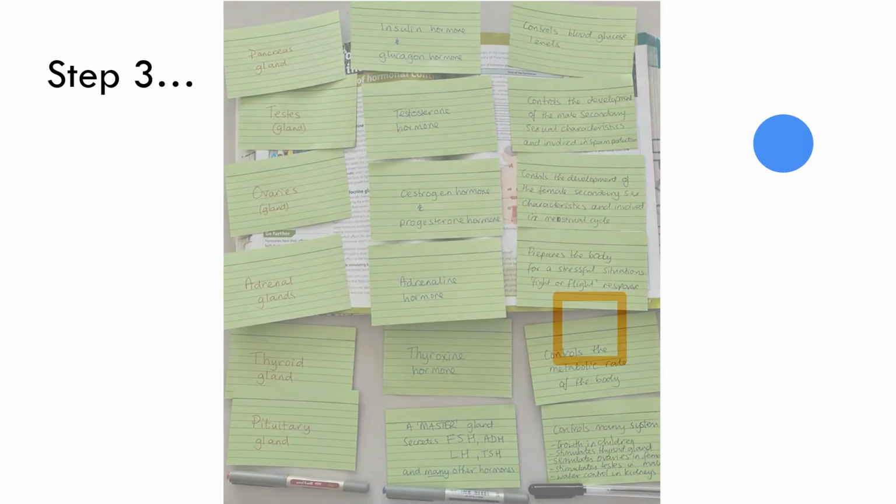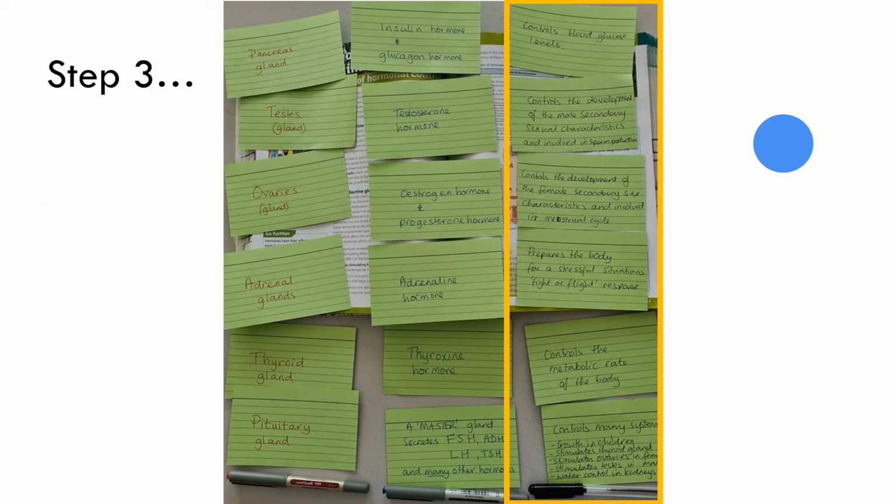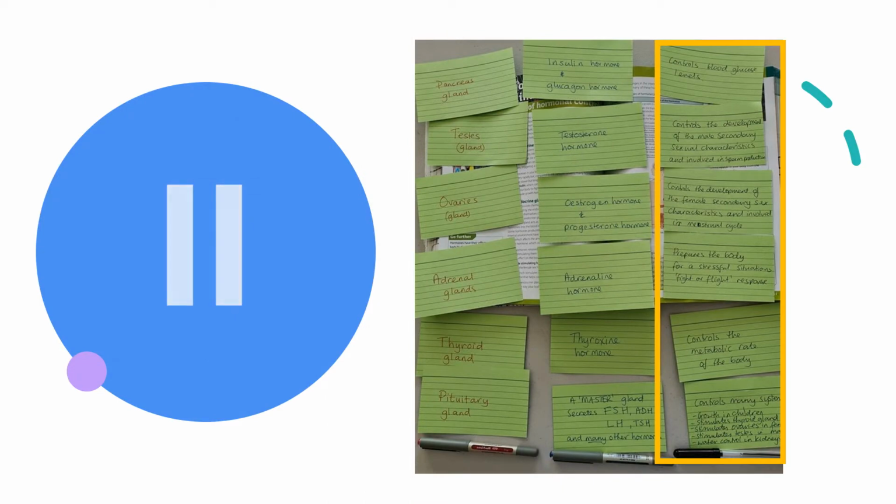Third, write on a separate index card in a different color from steps 1 and 2, the function of each hormone listed in step 2. Press the pause button now to complete this.